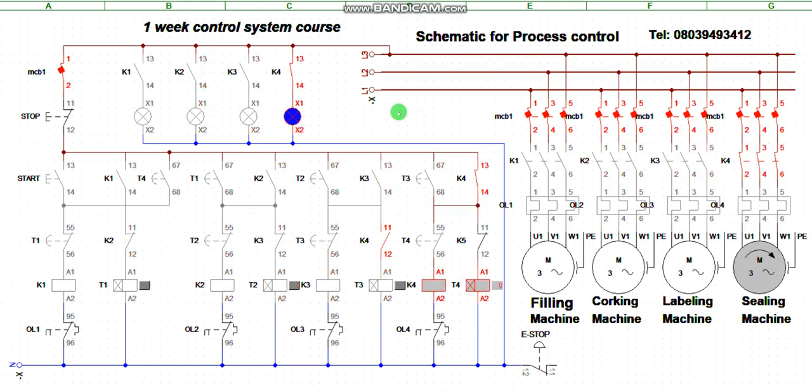Then once more, these machines can be changed. It can be any type of machine. Like I said, this is a filling machine, corking machine, labeling machine, and sealing machine. It can be any type of machine provided you are using them to produce a product.